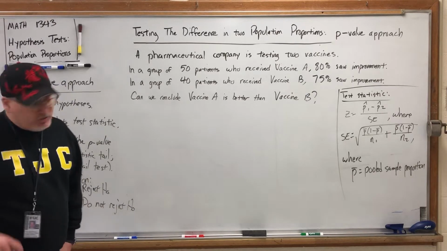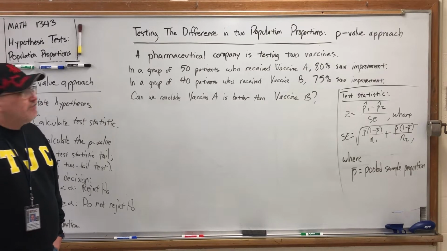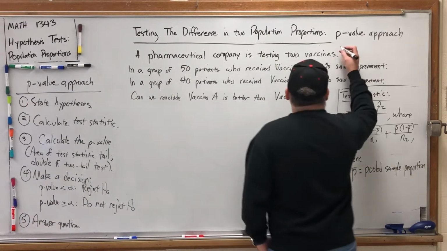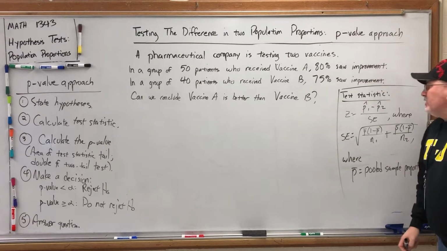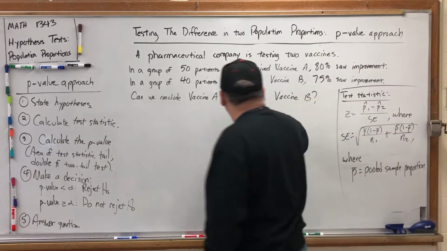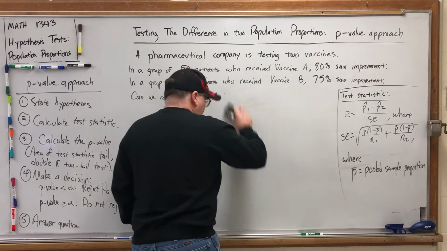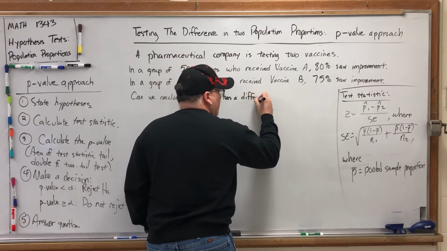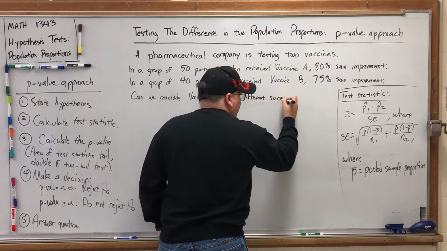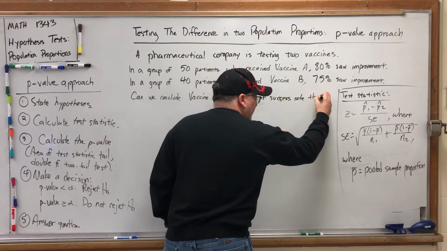Well, let's read the question first. A pharmaceutical company is testing two vaccines. Imagine that. In a group of 50 patients who received vaccine A, 80% saw improvement. In a group of 40 patients who received vaccine B, 75% saw improvement. This is not the question I want. Can we conclude vaccine A has a different success rate than vaccine B?